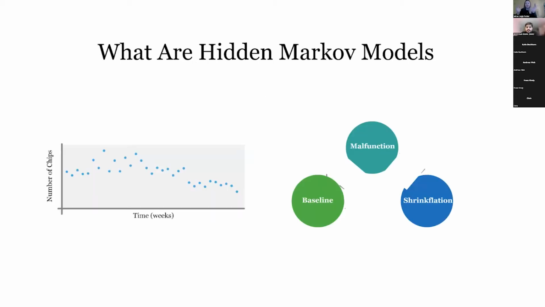All right, so moving on from annotation generally, I wanted to talk a little bit about what hidden Markov models are in particular. When I was telling the story about this fake data, I talked about 3 types of states that the system might be experiencing. We might be in our baseline state, we might be in a malfunctioning state, or we might be in our shrinkflation state.